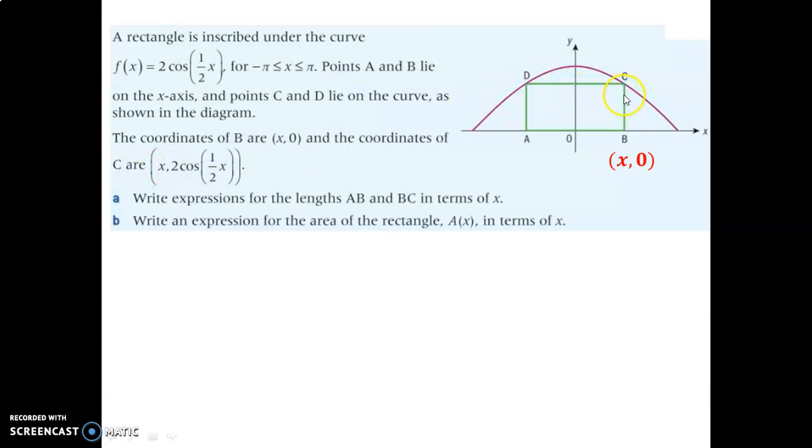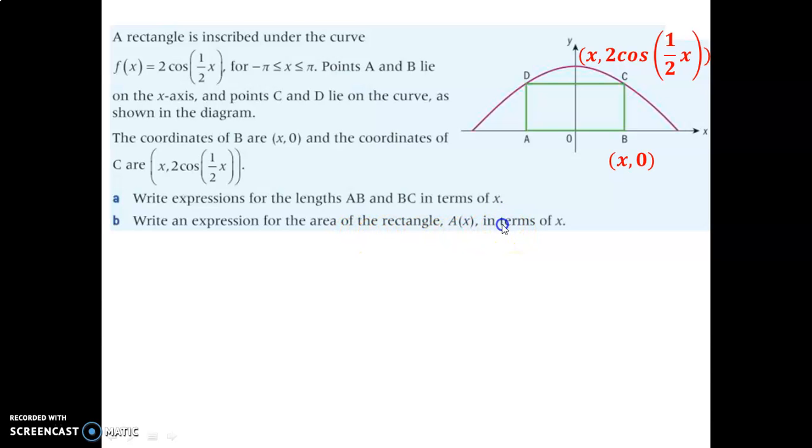And then point C here has this coordinate. It has the same x value here, so there's x. And the location of the y-coordinate here, well, it's on this curve. So there's a y value, right? y equals that. That function represents the y value everywhere. So that's your function that tells you the location of this point. All right, write an expression for the length of AB and BC in terms of x. And then write an expression for the area of the rectangle as well.